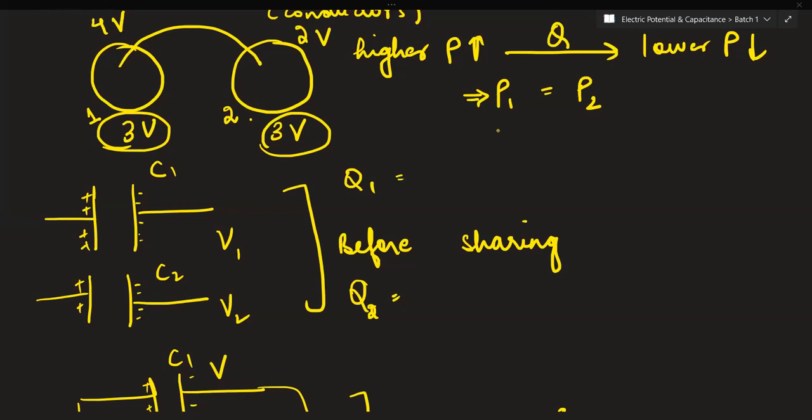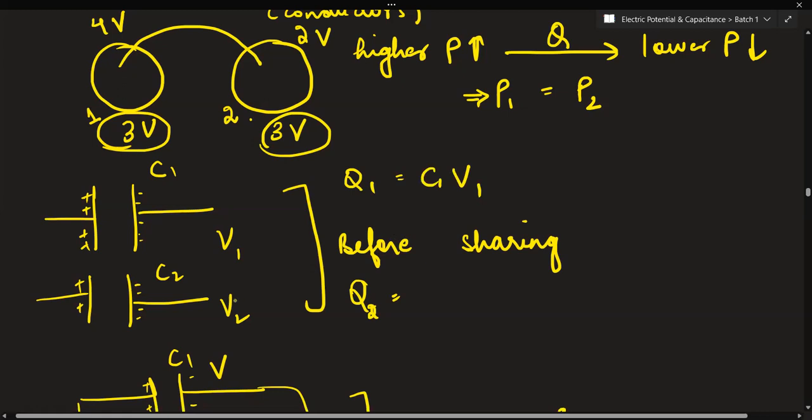Maria, charge is Q1. You have to tell me the value. Q is equal to CV. So charge will be equal to C1 multiplied by V1. Similarly, charge on the second capacitor will be equal to C2 V2. Now tell me, C1 is capacitance, V1 is potential.